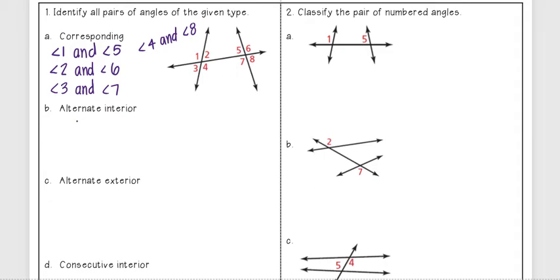Okay, then alternate interior, so those are the angles that are inside the two lines, but on opposite sides of the transversal. So that's going to be angle 2 and 7, and angle 4 and angle 5.